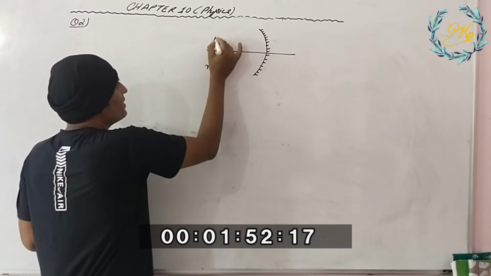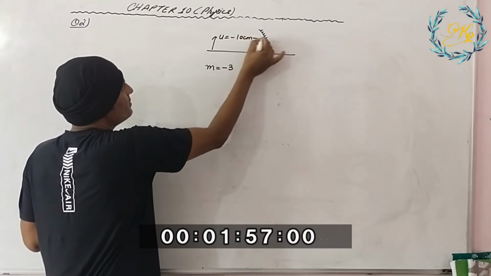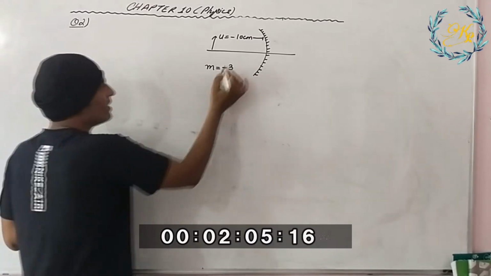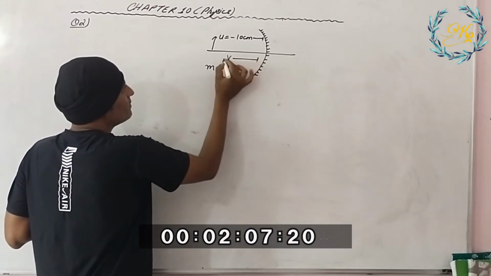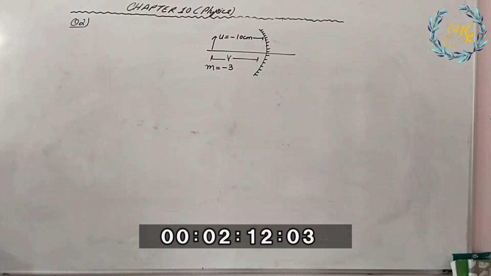The object is placed at a distance of 10 centimeter. According to the Cartesian sign convention, it will be -10. Now we are supposed to find where the image is located. We are supposed to find the value of v.